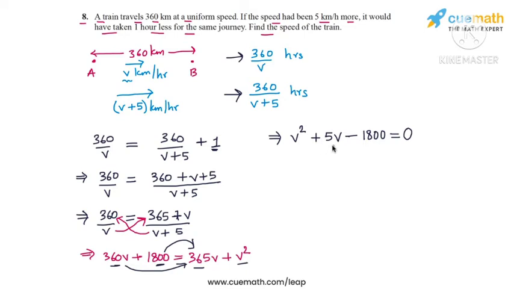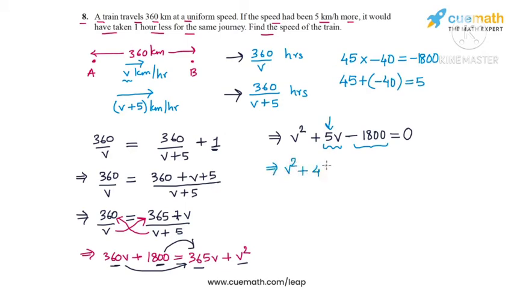So to solve this equation I will split the middle term 5V. I note that for the constant term minus 1800 I have 45 into minus 40. This combination gives me minus 1800, and also 45 plus minus 40 is equal to 5, which is the coefficient of the middle term. So I'm going to split the middle term 5V as 45V minus 40V, and then I have minus 1800. This is equal to 0.